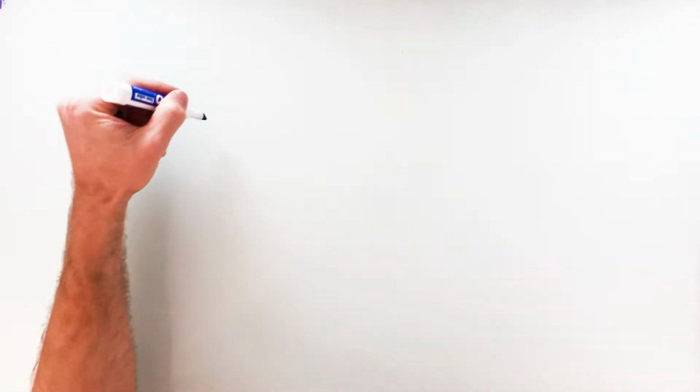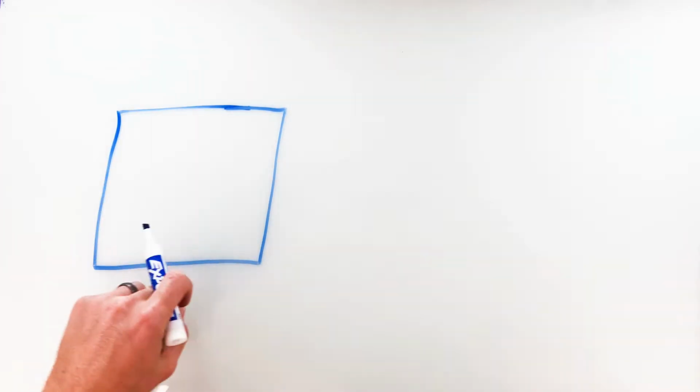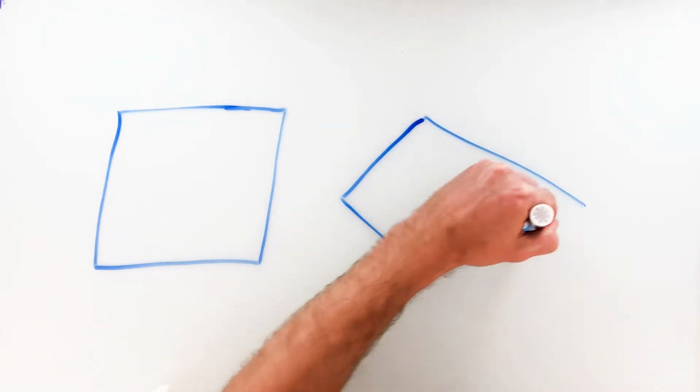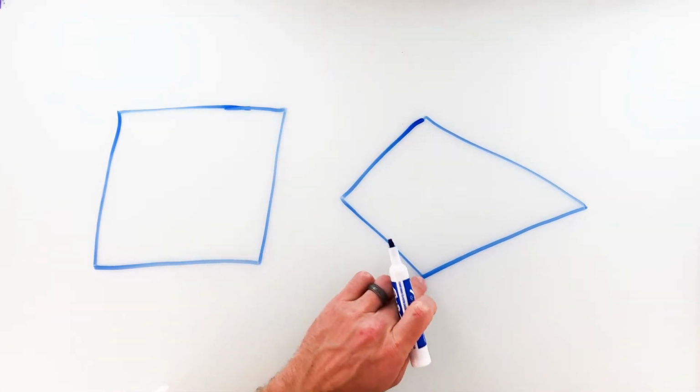Now, with rhombuses and kites, although these are two very different shapes, they share a lot of the same properties. In a rhombus, which by definition just has 4 congruent sides, and in the kite, we have two pairs of non-adjacent congruent sides, so these two are congruent, these two are congruent.